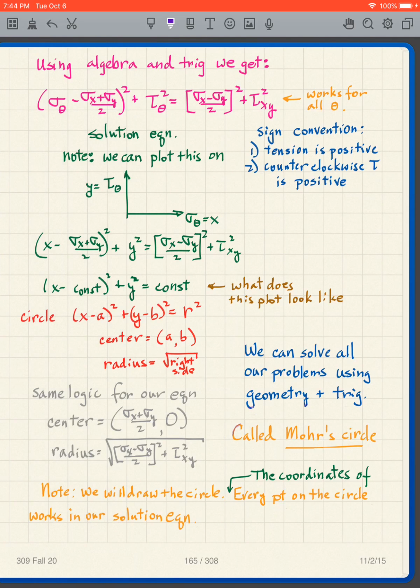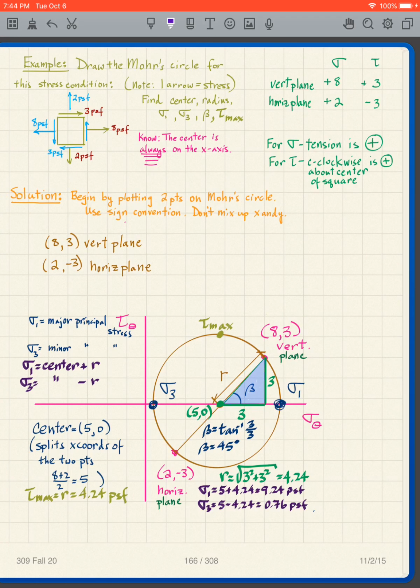Instead, they just show one arrow means stress. Normally, one arrow means force. So just be aware that it's one arrow, but it's a stress. It's the way everybody does it. Get used to looking at these. I'm just telling you right up front, one arrow means stress. So I'm drawing stresses, but I'm only drawing with one arrow. Okay, so here is my stress condition. And I want to draw the Mohr circle, which means I want to find the center, radius, what we're going to call sigma 1, sigma 3, beta, and tau max.